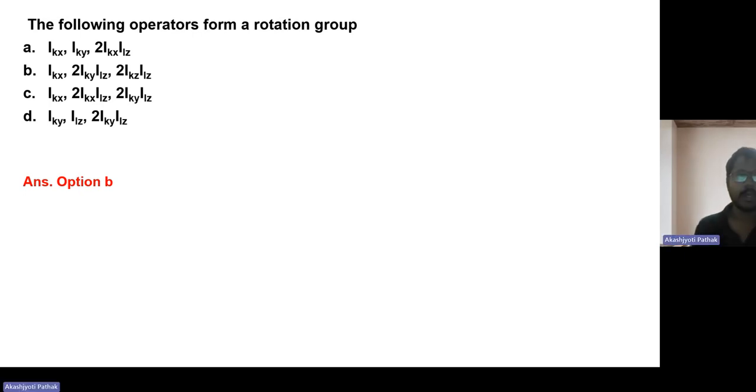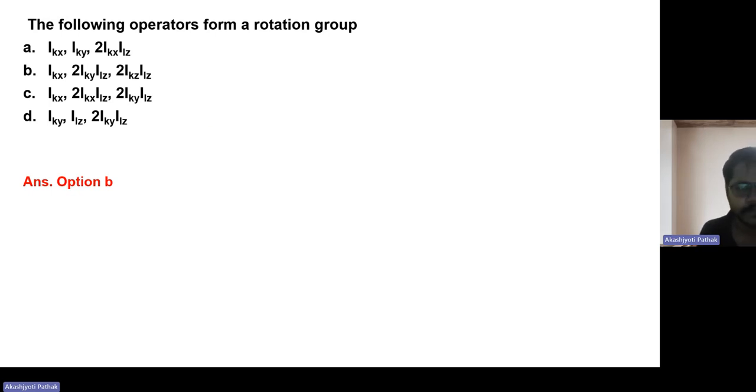So the options were these: option A was IKX, IKY, 2IKX, ILZ. Option B was IKX, 2IKY ILZ, 2IKZ ILZ. Option C is IKX, 2IKX ILZ, 2IKY ILZ, and option D is IKY, ILZ, 2IKY ILZ. So the correct option is option B. You will understand the concept here.